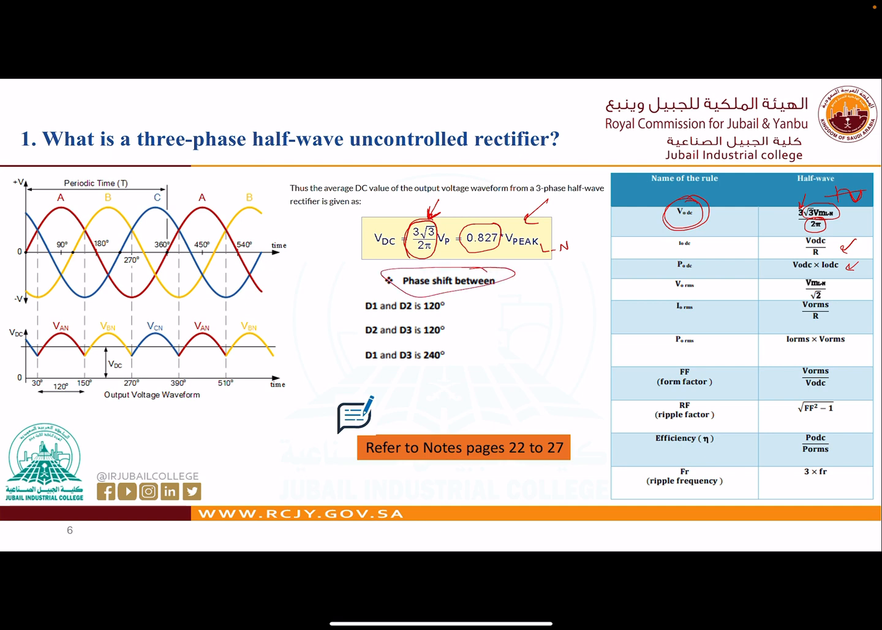So if I ask in the exam, what is the phase shift between D1 and D2? You can say it is 120 degrees. D3 and D2 also the phase shift is 120 degrees. What about D1 and D3? It should be 240. Okay. Please refer to the notes for the three-phase half-wave uncontrolled rectifier, pages 22 to 27, in order to see the voltage of diode 1, voltage of D2, and voltage of D3, and so on, and the currents, how we can draw them.